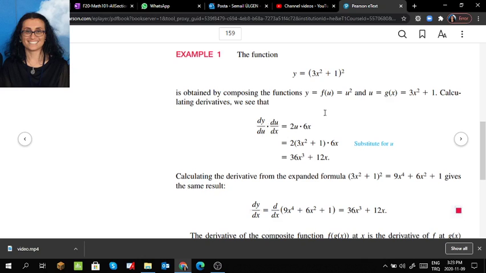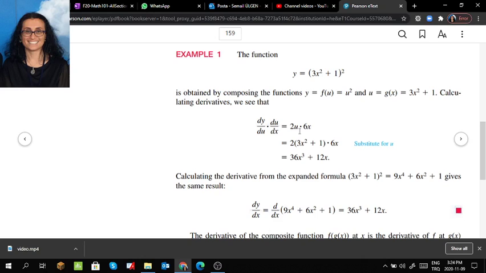So dy/du, if we apply the power rule, it is 2u. du/dx, we apply the power rule, we put the 2 in the front. 2 times 3 is 6, 6x plus 0, so it is 6x. Here we got 2u times 6x.